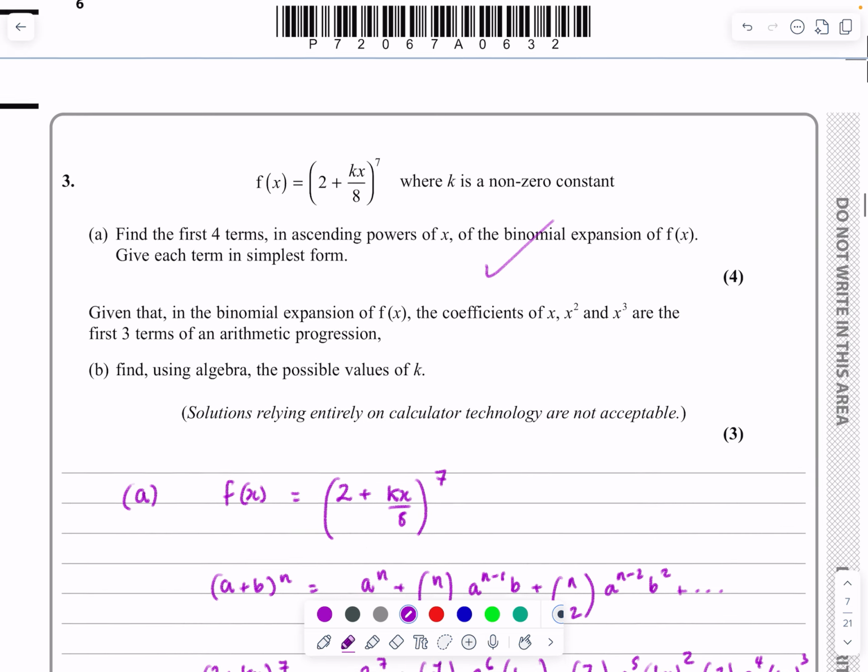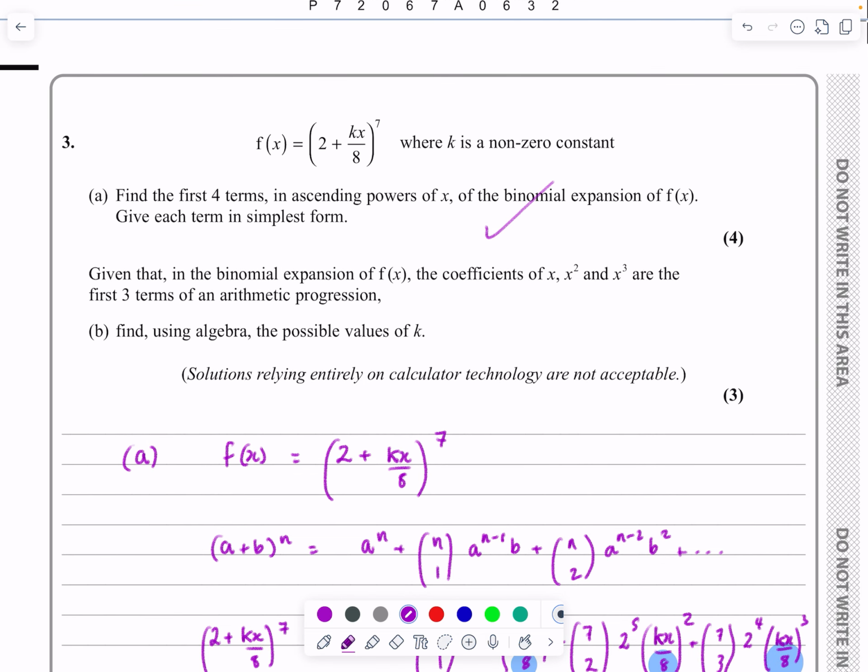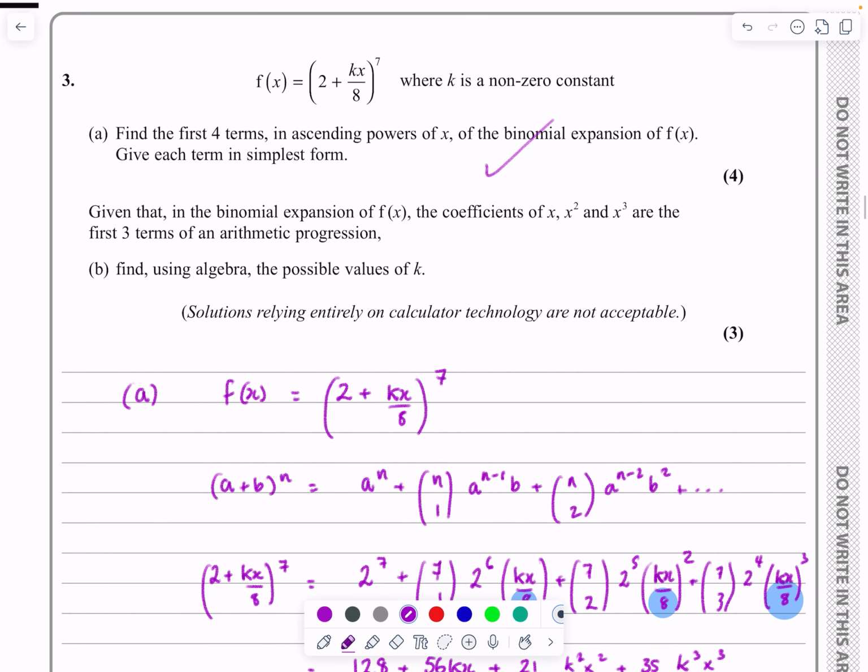Okay, so yeah, that's a binomial expansion and arithmetic progressions all in the same question there. Hopefully that all makes sense to you all.